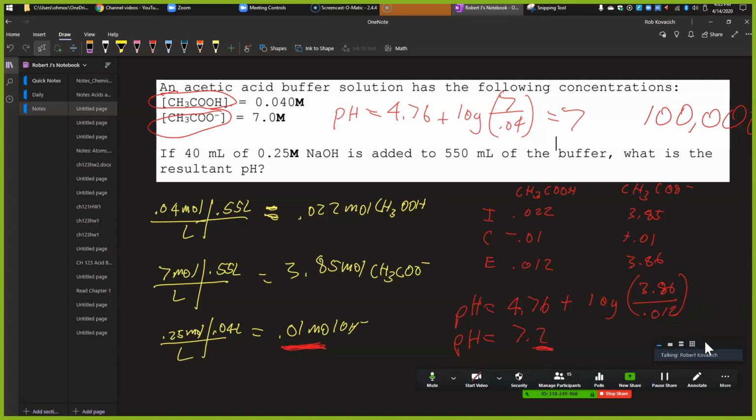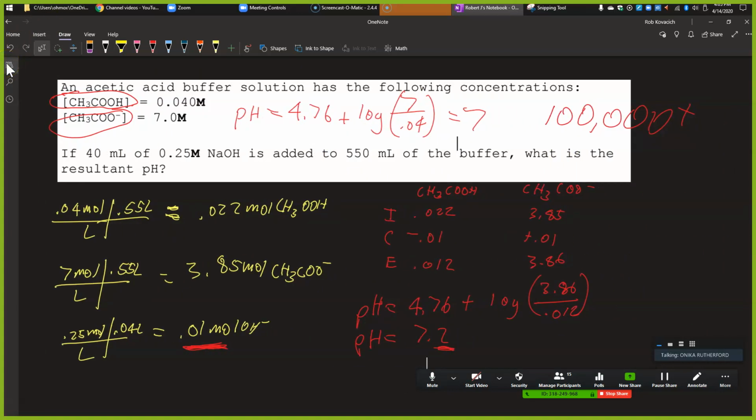This calculation, what we just did right here, is how you have to calculate changes in buffer pH when you add some acid or a base to the substance. Okay? So it's only for this specific type of problem? Correct. Okay.